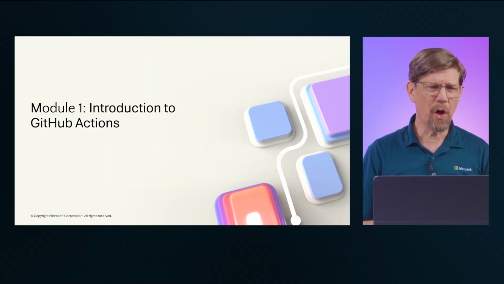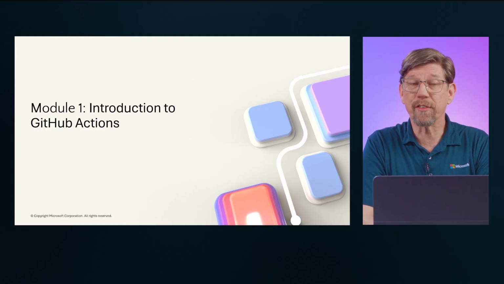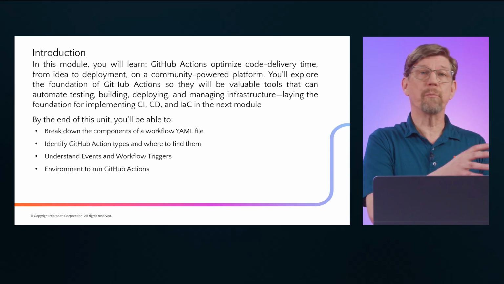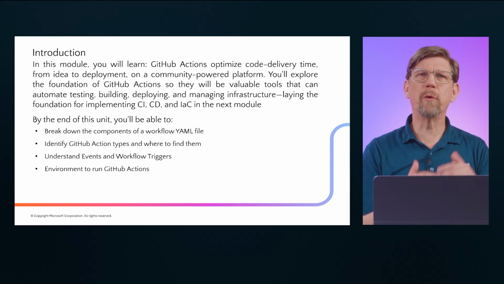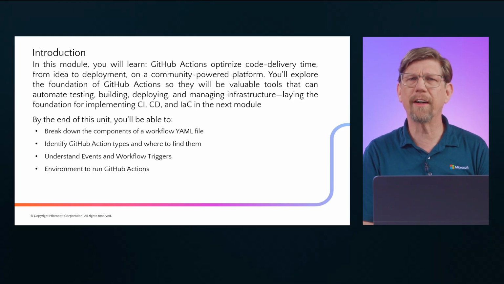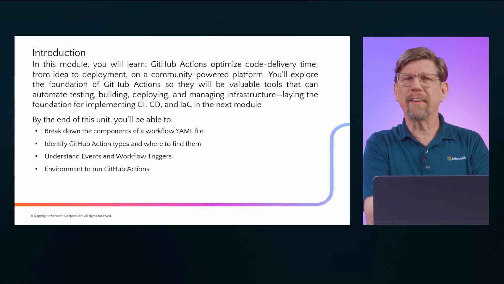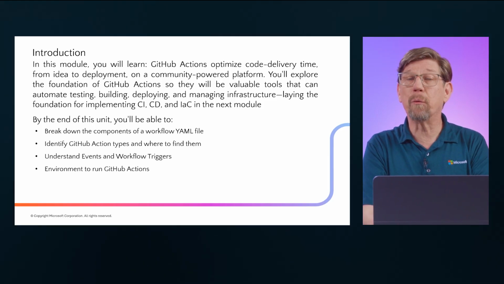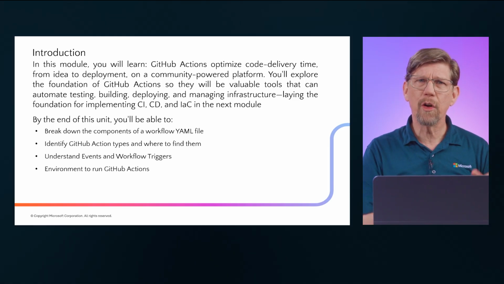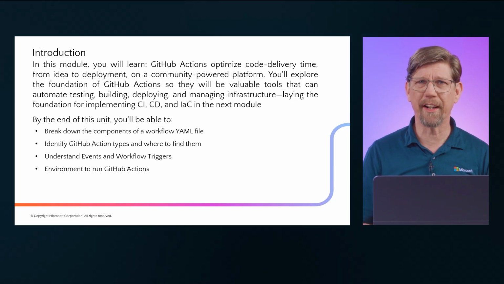In this first module, we're going to be looking at getting an introduction to GitHub Actions. Specifically, we're going to first get an idea of what its purpose is. But then we will quickly go into, let's take a look at the files themselves. So we'll look at the YAML file and its basic structure. We will then take a look at the events and the triggers that will cause your actions to execute. And then we will take a look at what is the space in which your GitHub Actions will be running.